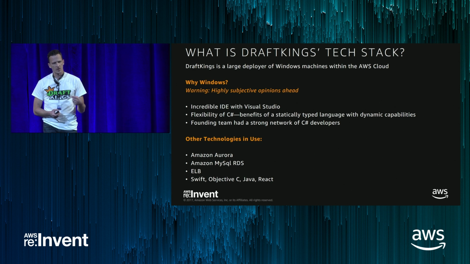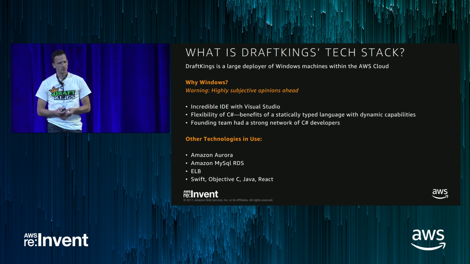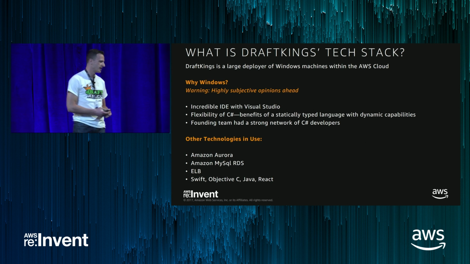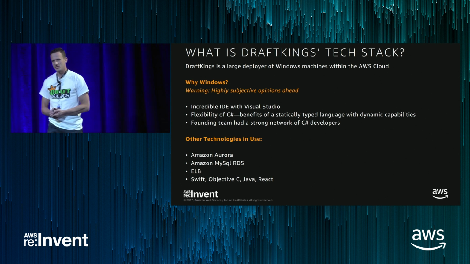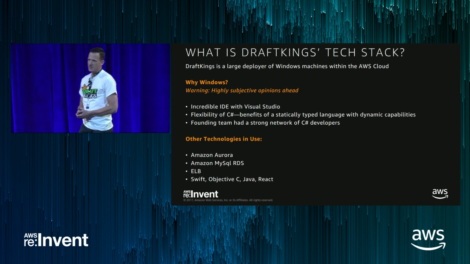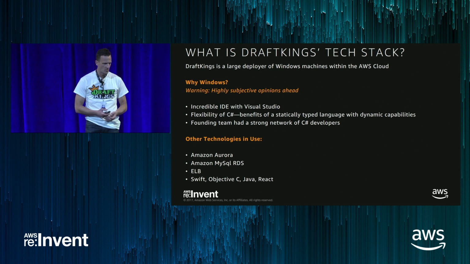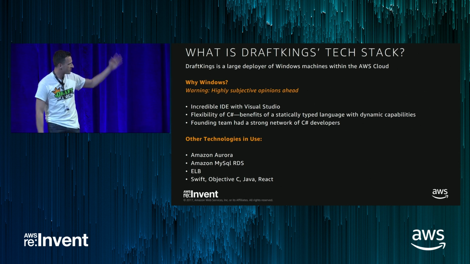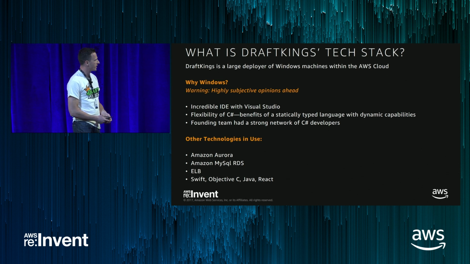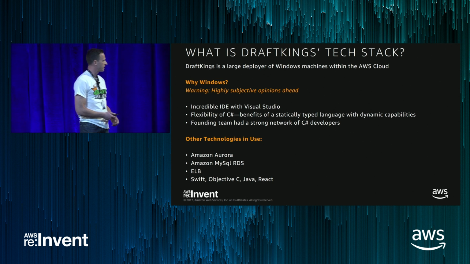But probably most important of why DraftKings is a Windows technology company is that the founders knew Windows developers, and I think they very wisely chose to start a company based upon the skill that they could draw from. But that's not to say we're an exclusively Windows-based shop. We are also using a variety of other AWS and other types of language technologies.